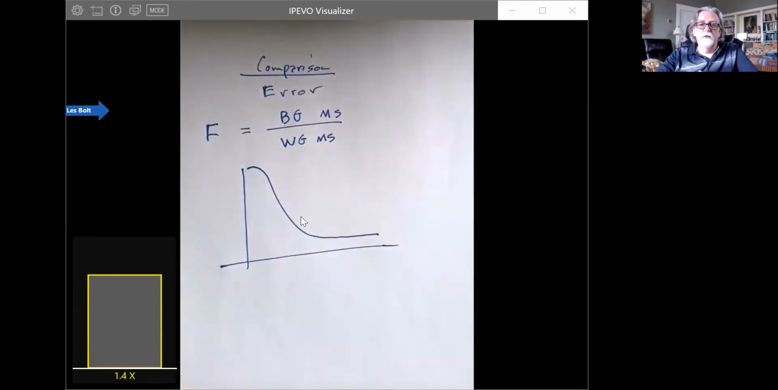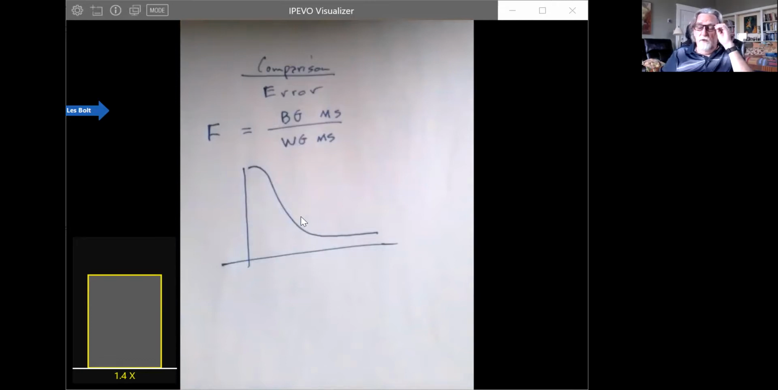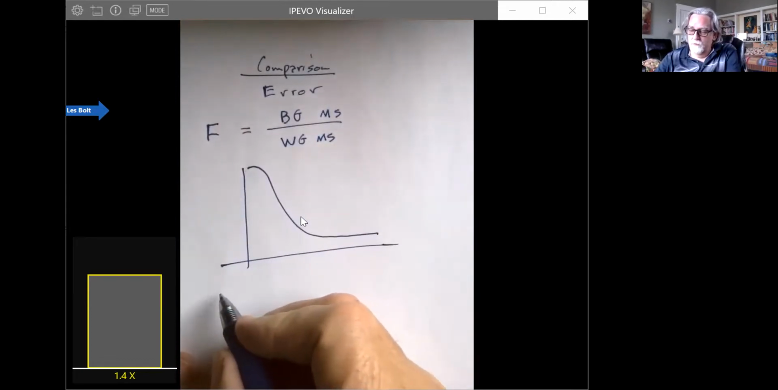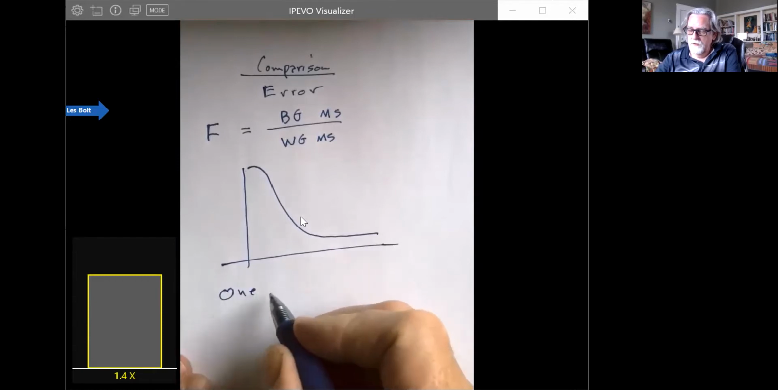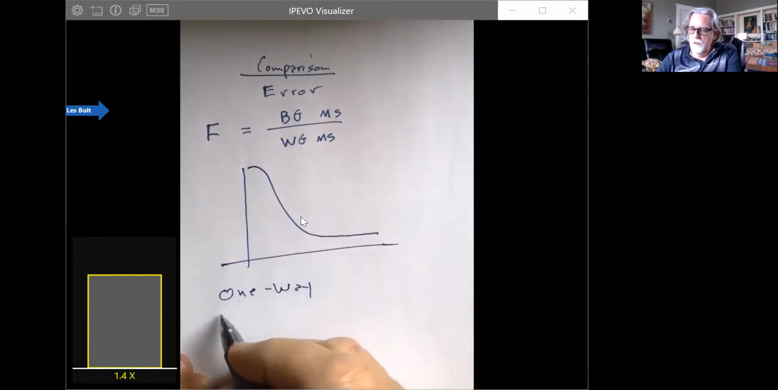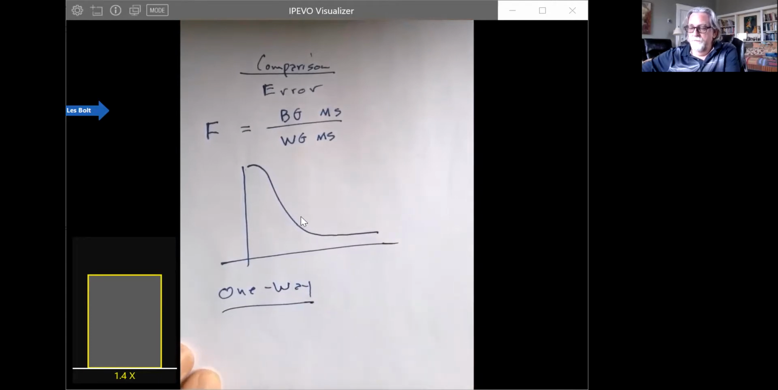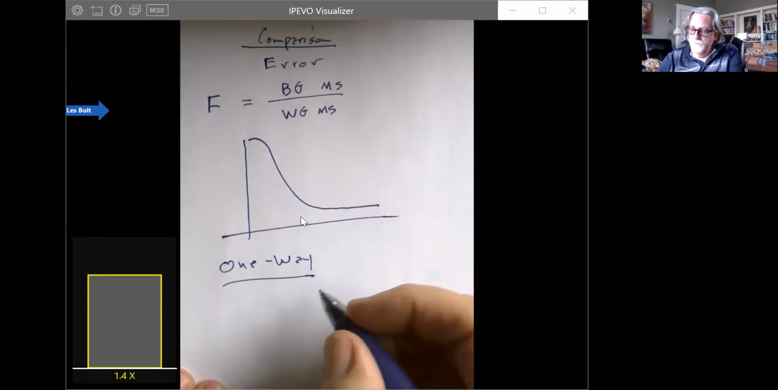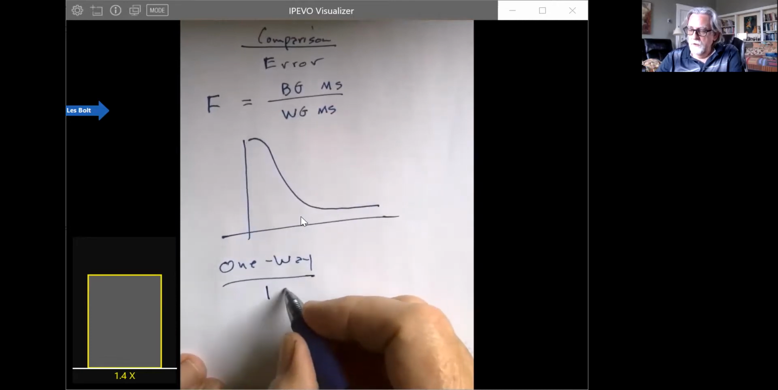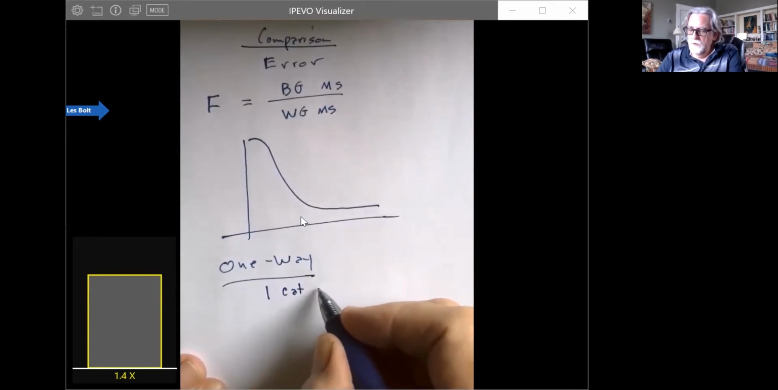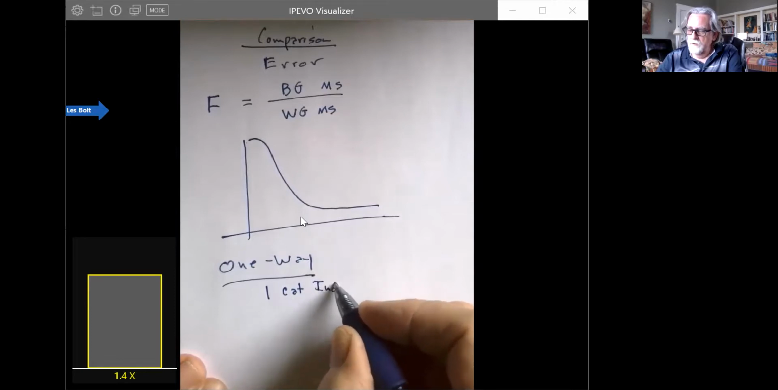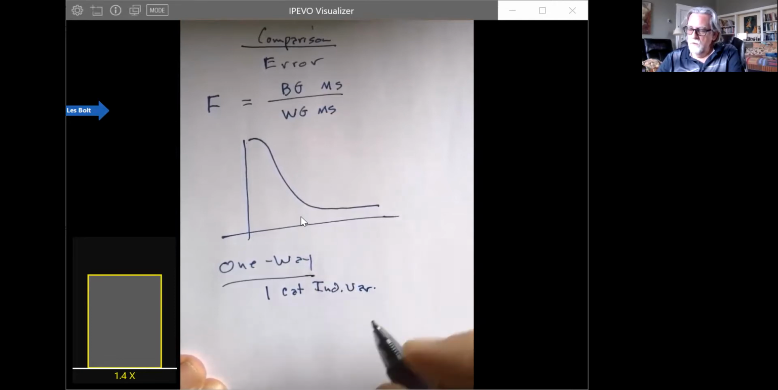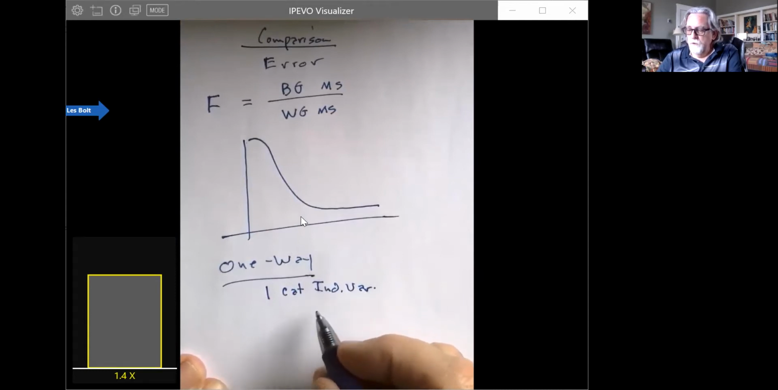And that's the F statistic. That's the ANOVA. Now, there are 2 or 3 different types of ANOVAs. The simplest one is called one-way. And that's when we have one categorical independent variable, which is really sort of a cause and effect sort of thing. So this is the cause.